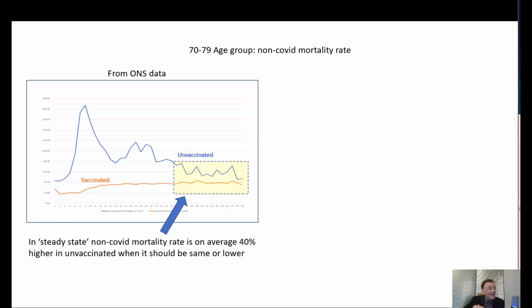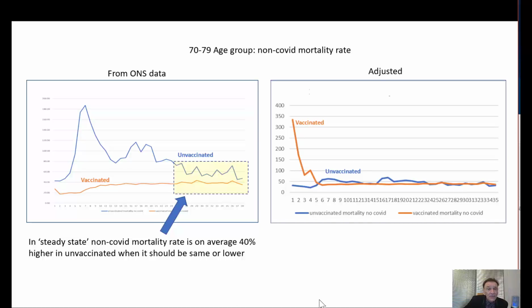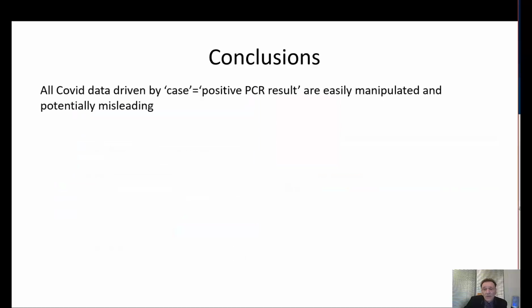So we can take information like that and compare it with historical life table mortality data to estimate the level of misclassification. And when we apply those estimates to the data, we get these adjusted plots. And in this case, the only unexplained observation now is this increased non-COVID mortality in the vaccinated shortly after vaccination. So in conclusion, all COVID data, which is driven by the idea that a case is synonymous with a positive PCR result, is easily manipulated and potentially misleading.